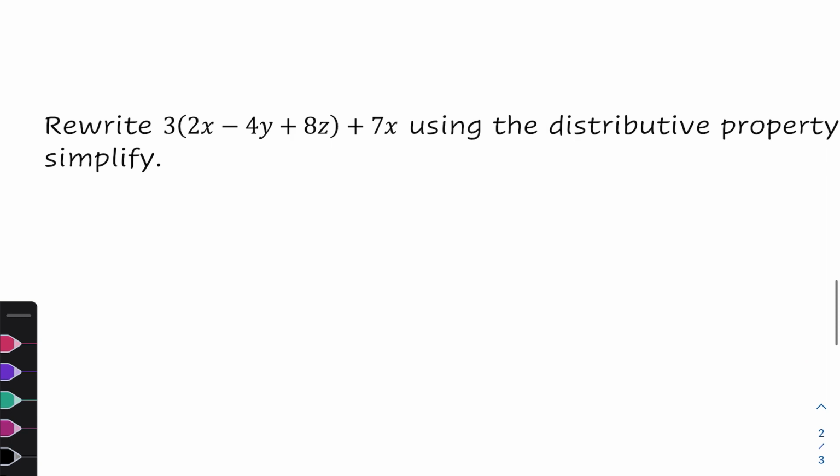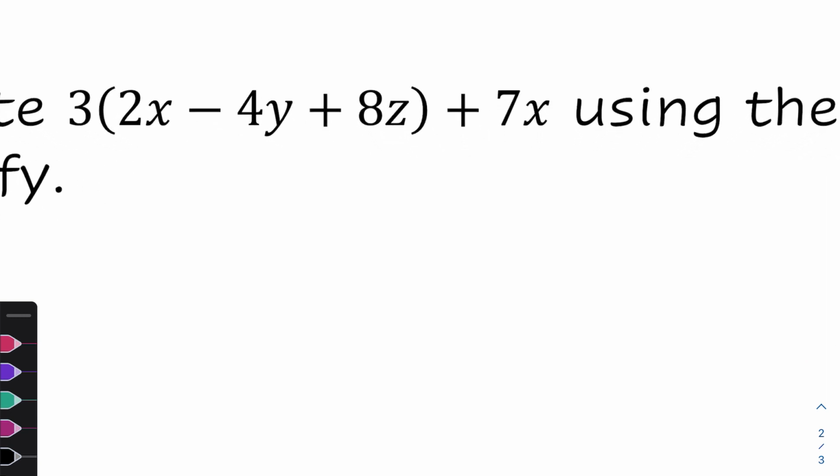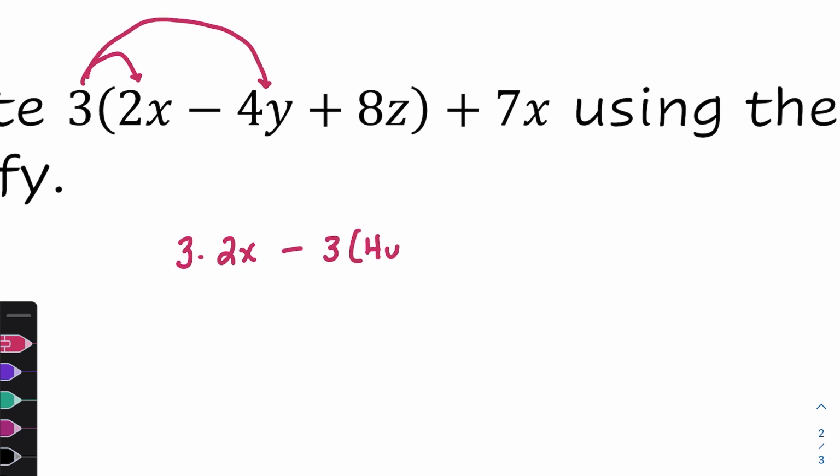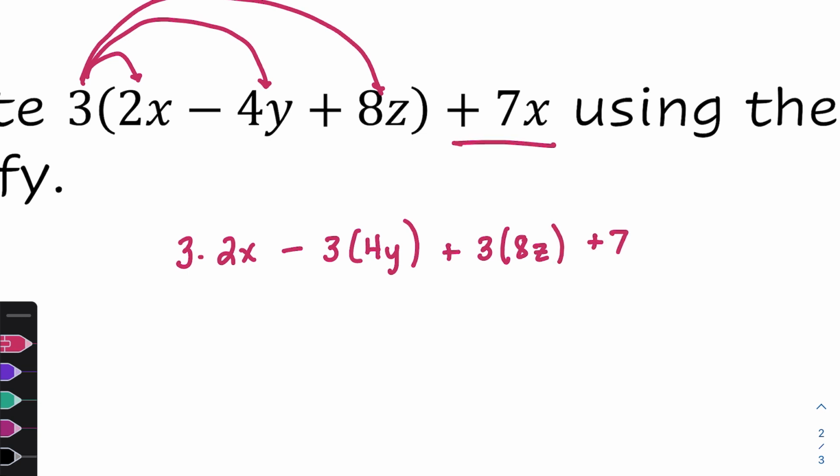All right, I saved the most difficult for last. It is asking us to rewrite this expression using the distributive property and then simplify. I have 3 terms inside of my parentheses, so I'm going to multiply each one. So 3 times 2x, minus 3 times 4y, plus 3 times 8z, and then do not forget about that plus 7x at the end. So now we have 6x minus 12y plus 24z plus 7x.